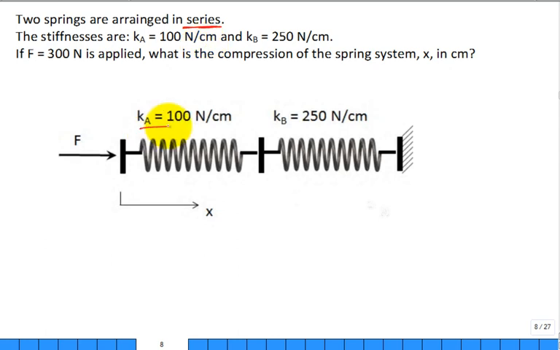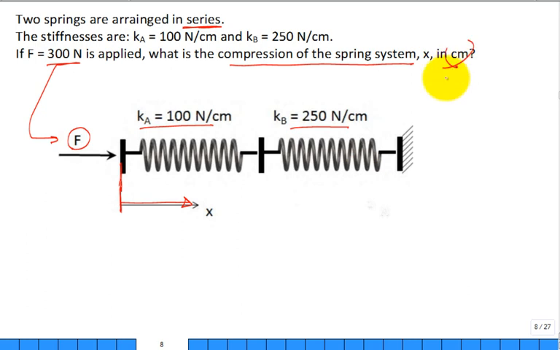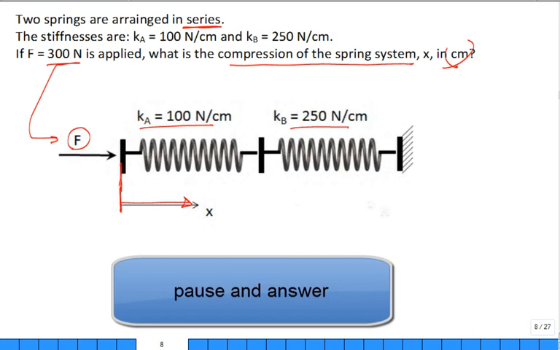The stiffness of one and the stiffness of the other spring are given. If 300 Newton force is applied, what is the compression of the spring system? Like, how much does this location move to compress in units of centimeters? Ed will take it as not a multiple choice, but a numeric. And how much time should we give? 3 minutes.